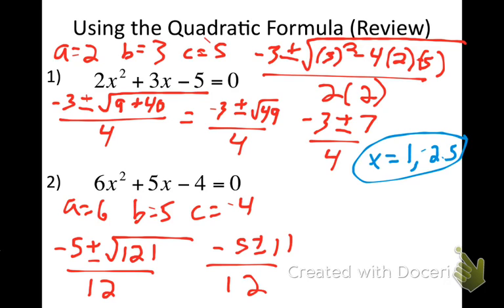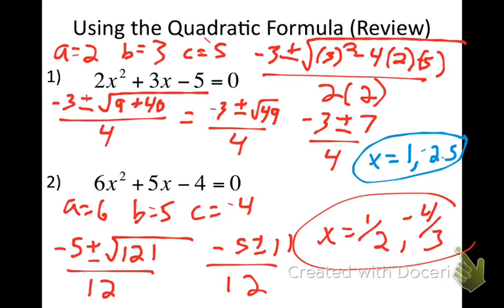And now I can get my 2 unique solutions. What would those 2 unique solutions actually be? Phil, do you have them both? What's negative 5 plus 11? So 6 over 12 gets me 1/2. And then go negative 5 minus 11, which gets me negative 16 over 12, which is actually negative 4/3. Okay? So again, the toughest part about some of these problems is we actually simplify them down with those plus or minus.